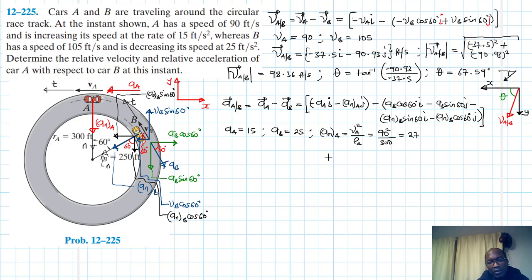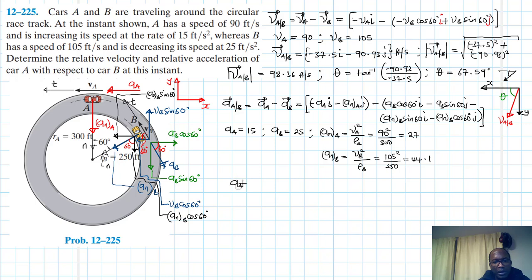All right, and then we have ANB equal to VB squared divided by rho B, which is 105 squared divided by 250. This becomes 44.1.